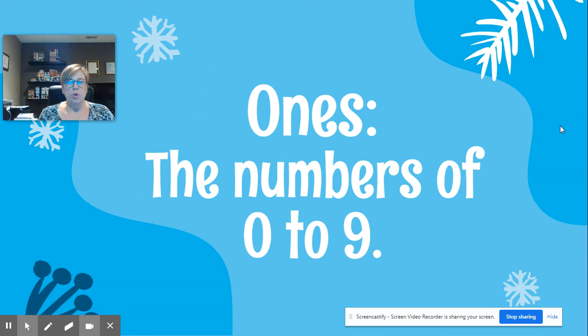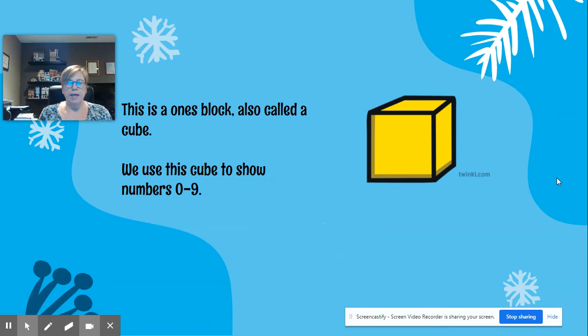And the other one is ones. We've talked about tens. Well, ones are the numbers 0 to 9. Those are known as ones. And here's something else you've seen in your bag already. They're either orange or yellow. This is a ones block, and it's a lot smaller than this. It's also called a cube. And we will use this cube to show numbers 0 to 9.